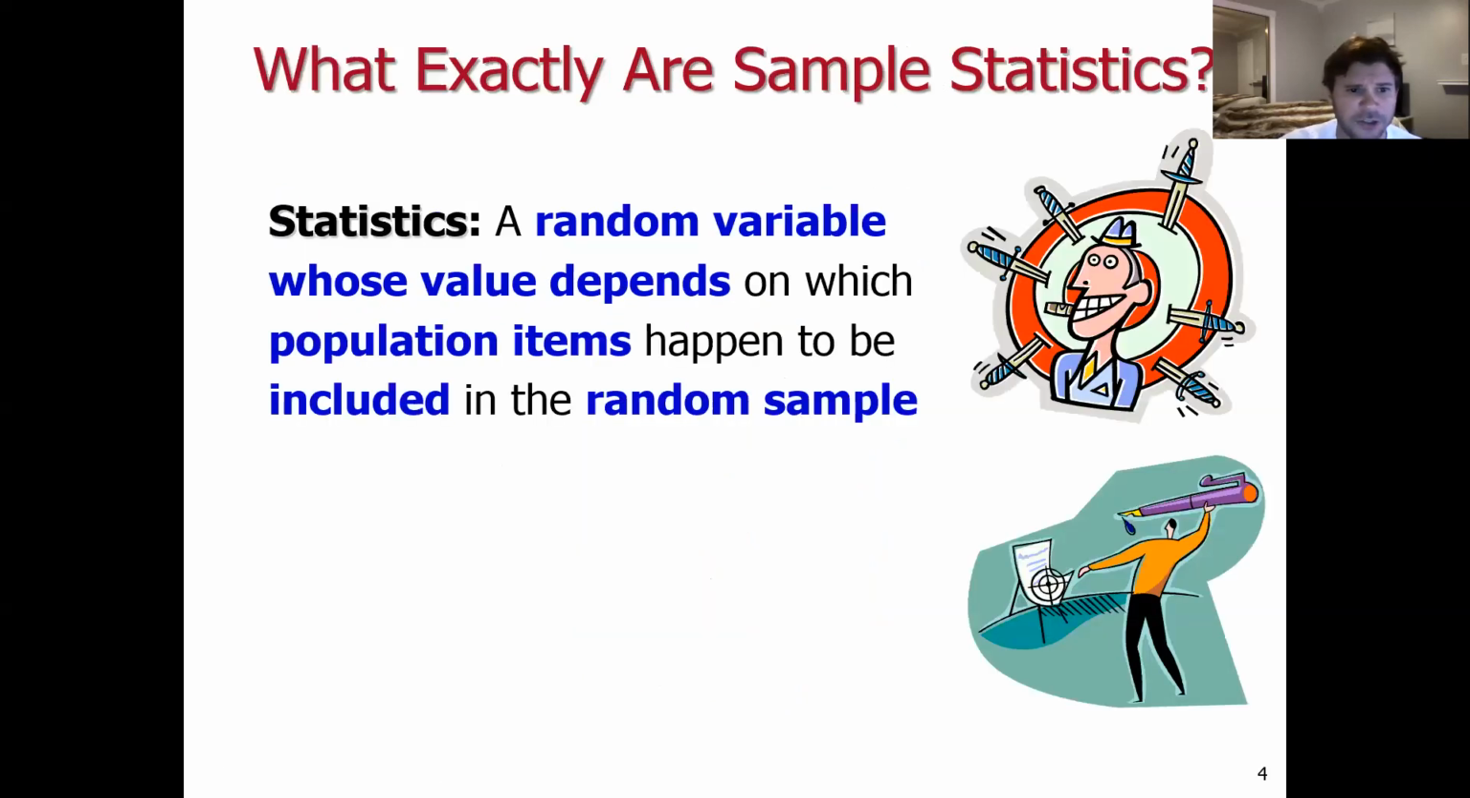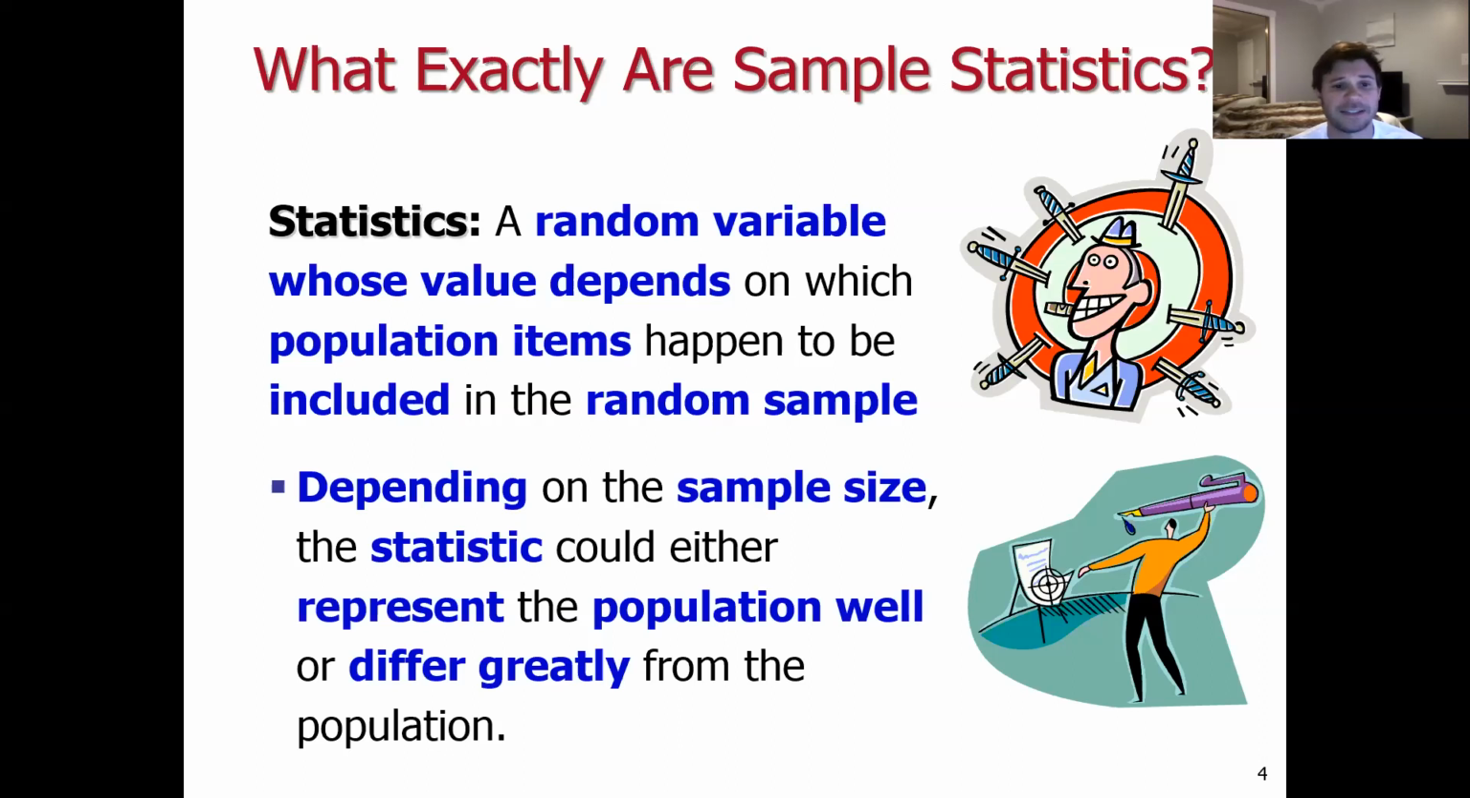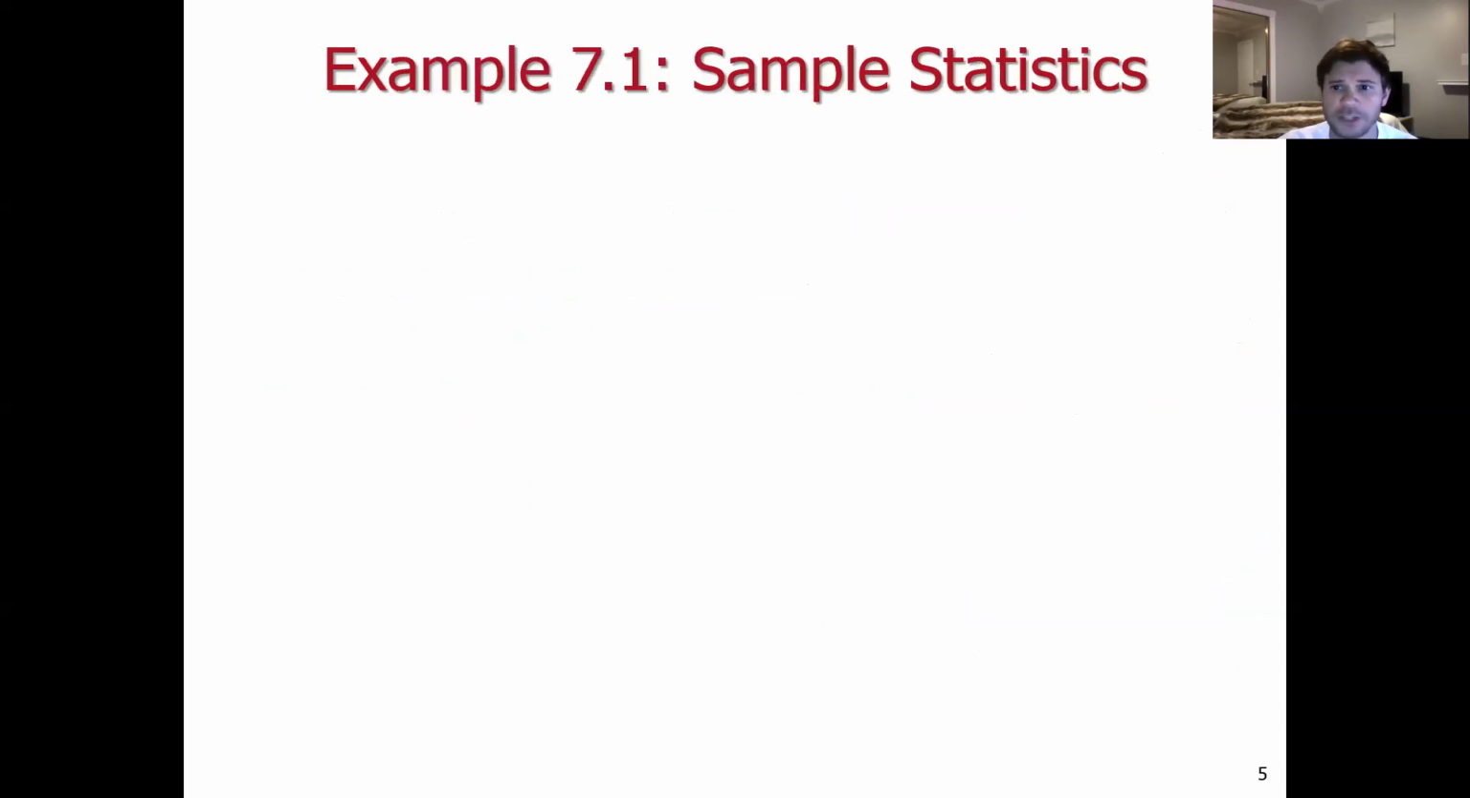So let's start out here just talking about a statistic. A statistic is a type of random variable in some sense, because the actual values of a statistic are generated from a sample. And if those samples are being randomly collected from a population, the sample statistics themselves will differ from sample to sample, meaning we can think of the statistics as random variables. So depending on the sample size, the statistic could either represent the true population value pretty well, if we have some representative sampling going on here, or it could differ greatly if the sample is not a good representation of the underlying population.